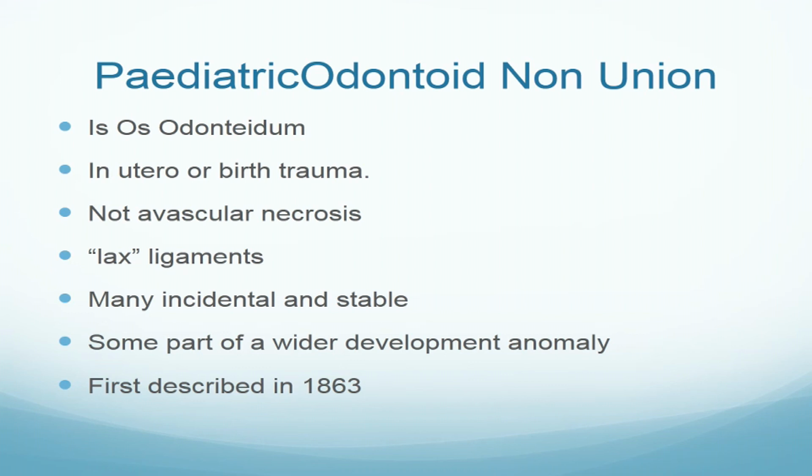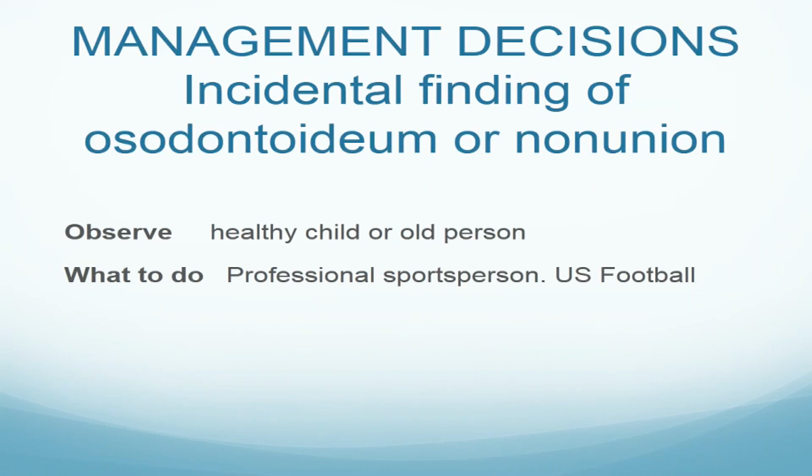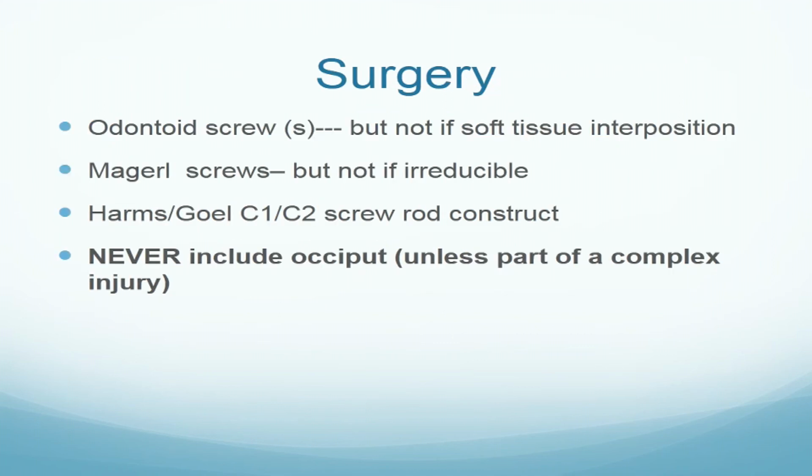Pediatric non-union, we've been through all of this yesterday. Many are incidental. It was first described in 1863, so it's not that long ago. Management decisions with an os odontoideum: observe. If you have someone like a professional American footballer, he gets a sore neck, no one ever knew there was a problem, you do an x-ray and find an os odontoideum. What do you do? Well, the US football people have now come up and said that has got to be fixed, although these people may not have known that they had a problem.